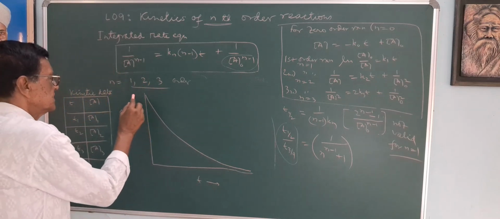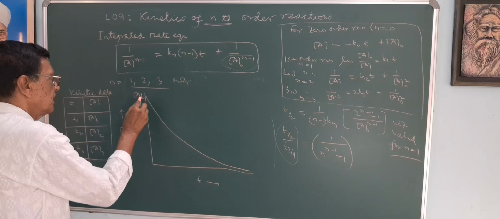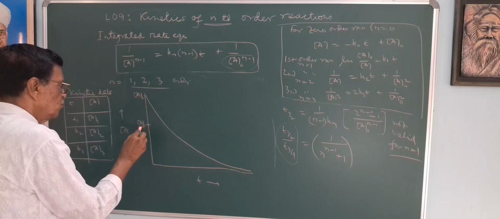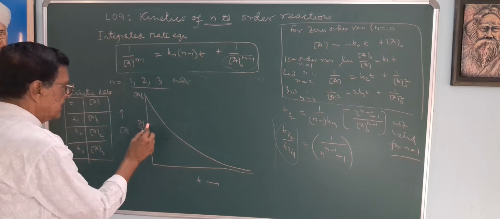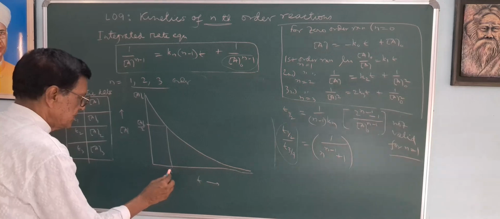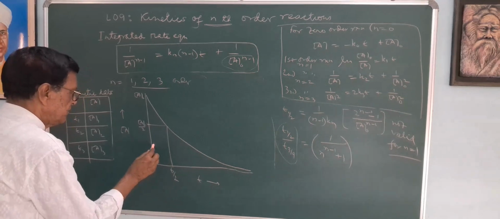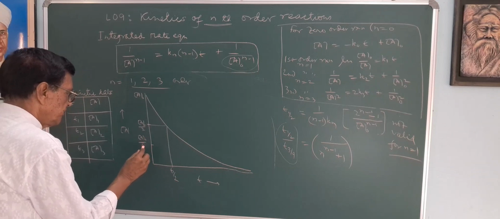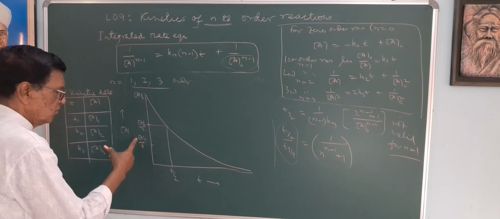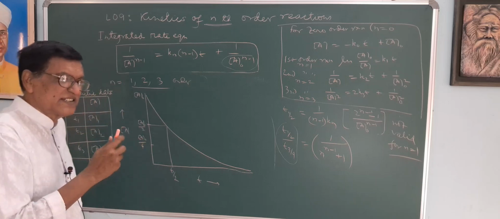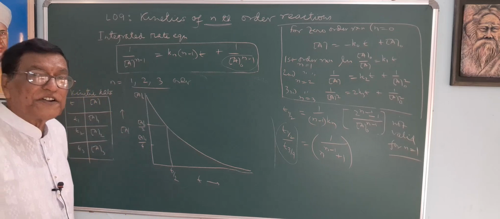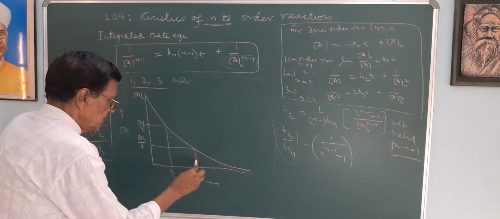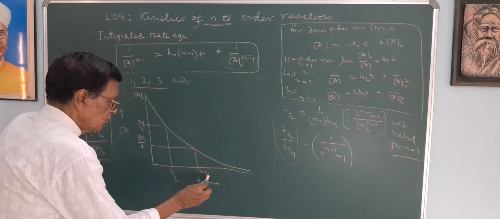So it is the A0. This one, A0 by 2, and the corresponding time is the T half. And it was A0 by 4. One fourth of this initial concentration is still not decomposed, remaining undecomposed. So this corresponding time will be T 3/4.